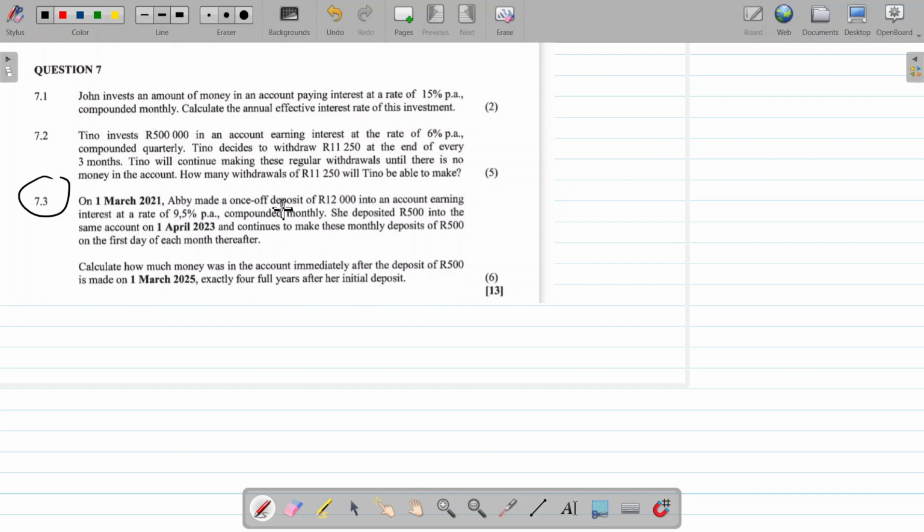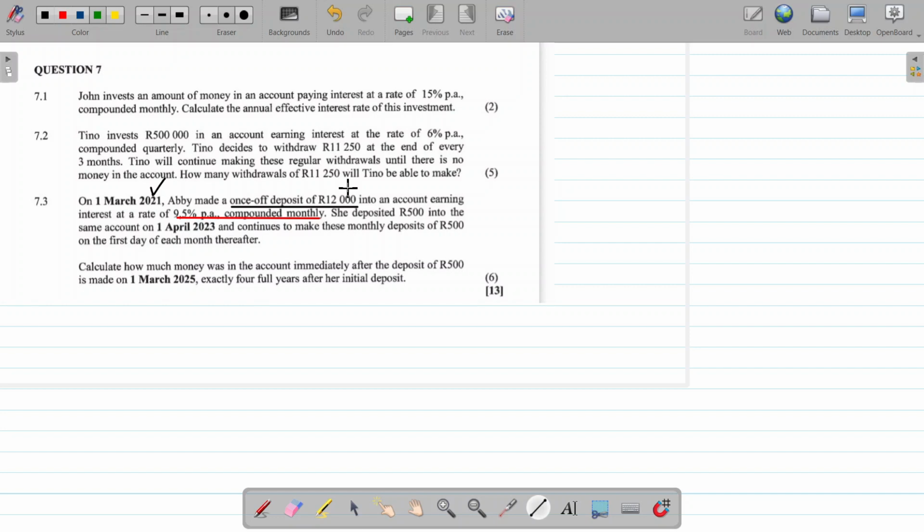Now this is very interesting. Mind you guys, I'm doing this for the first time with you, so you're going to see how I go through the questions as I nitpick every little element in the question. So on the 1st of March, Abby made a once-off deposit. So this deposit was once-off, of 12,000 rands into an account earning interest at a rate of 9.5% per annum compounded monthly. So this is another important point. And then she deposited 500. Now something else is happening.